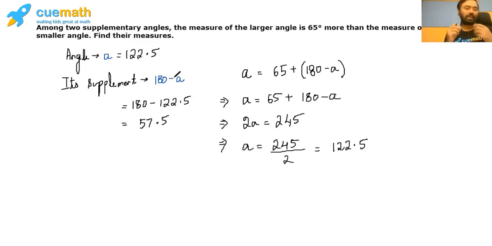Just to check whether you've got a correct answer, what you can do is find the difference of these two and check whether it's 65 or not. Now you just saw how we can use the concept or the definition of complementary and supplementary angles to get these answers. In this case, the two angles are 122.5 and the second one is 57.5.